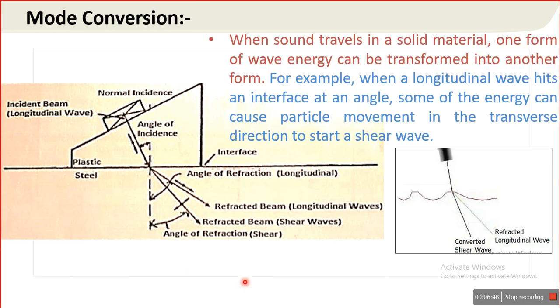See here why this conversion happens. When a longitudinal wave hits an interface at an angle, some energy can cause particle movement in the transverse direction to start a shear wave. Here this is the second mode of conversion. This is a longitudinal wave coming from the first material, and this is a refracted longitudinal wave, and due to this transmission of the longitudinal wave at a predefined angle, we get a converted shear wave also. So these are the two modes of conversion and Snell's relation.